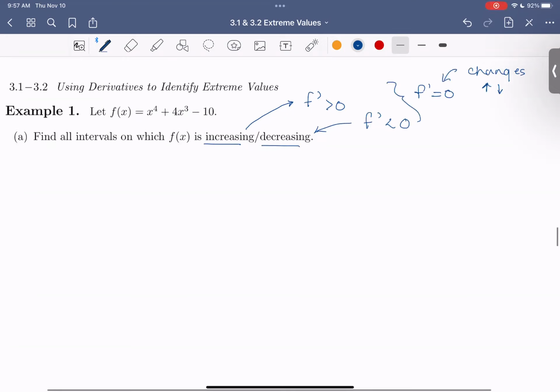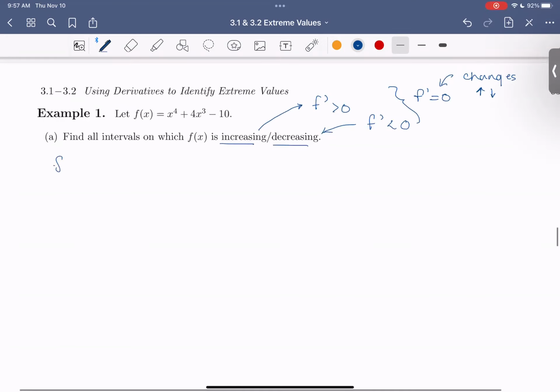In order to get started on this problem, we need to compute the derivative f prime of x. Please pause the video right now and work out the derivative of our function. When you're ready, we'll compare answers. All right, we just need to use the power rule here. So we get as our derivative 4x cubed plus 12x squared. That's it. The 10 just goes away. The derivative of a constant is 0.